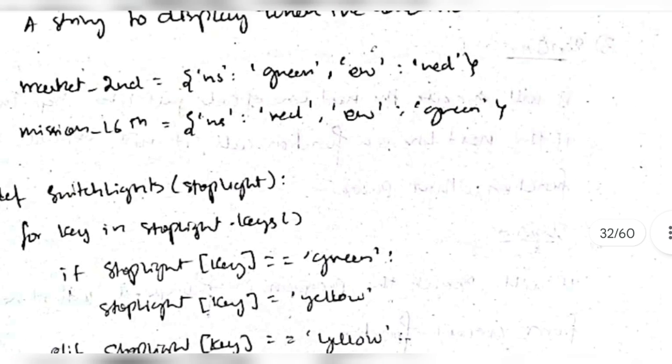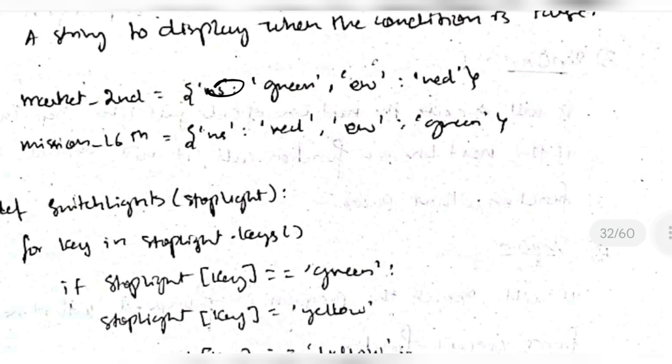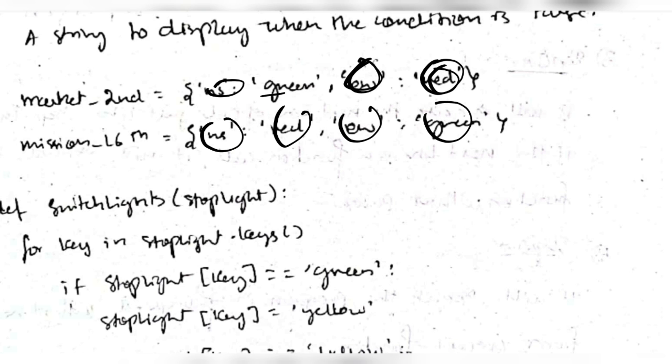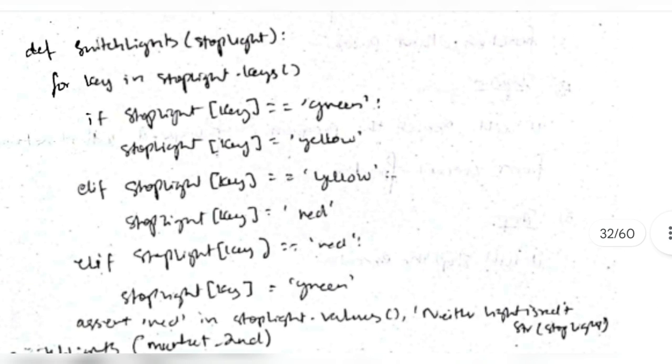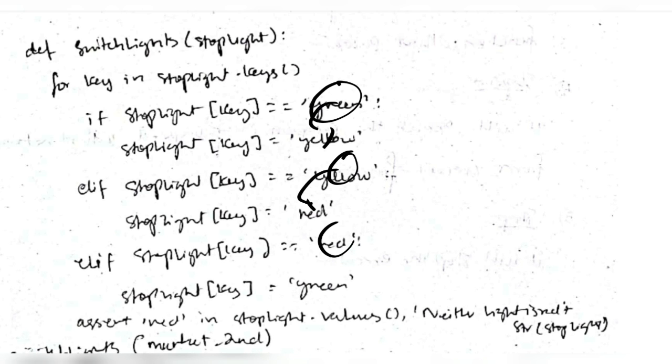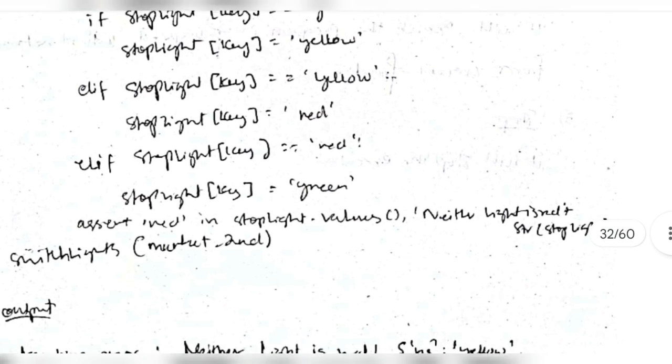Okay, so for that what we are doing is, this is the north south green, and this is the east west, and east west we have red, and north south red, and east west green. Then we are checking the stoplight: if it's green it should turn to yellow, if it's yellow it should turn to red, if it's red it should turn to green. That's what we are checking here.